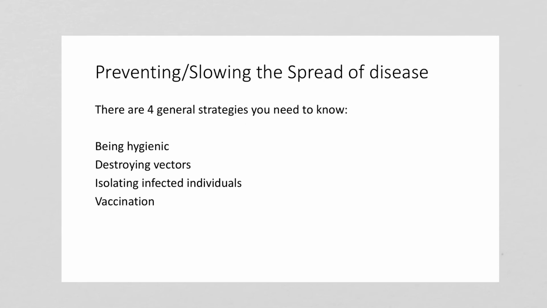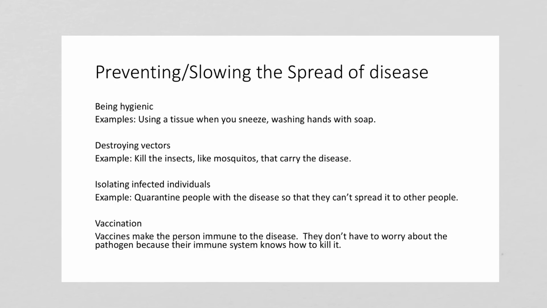The four we need to know are being hygienic, destroying vectors, isolating infected individuals, and vaccination. When we say being hygienic, that has a lot of different things: hand washing, using tissue when you sneeze and then binning it. It could also include things like cooking food properly. You could even include the idea of using some sort of barrier protection during sexual intercourse, so to prevent the direct contact between people.